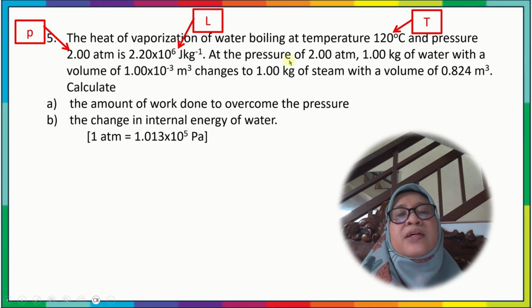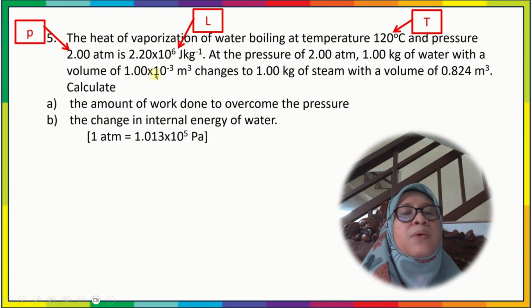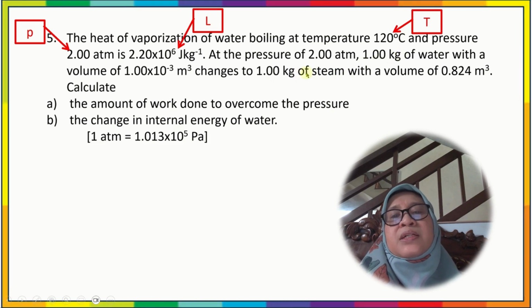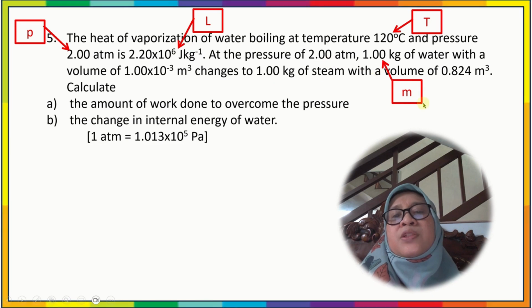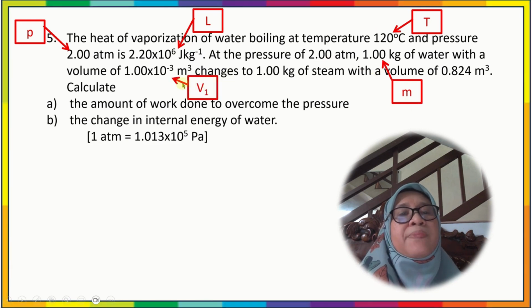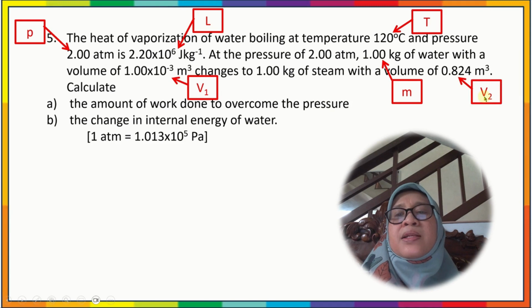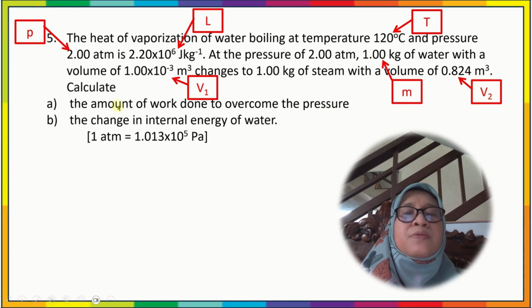At the pressure of 2 atmosphere, 1 kilogram of water with a volume of 1 times 10 to the power of negative 3 meter cube changes to 1 kilogram of steam. So the mass is constant, 1 kilogram. That's why this is the heat of vaporization. The pressure is 2 atmosphere, the mass is 1 kilogram, and the volume V1 and V2 are given. Calculate the amount of work done to overcome the pressure and calculate the change in internal energy.